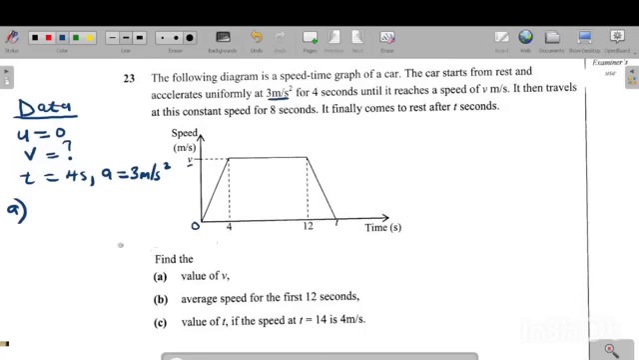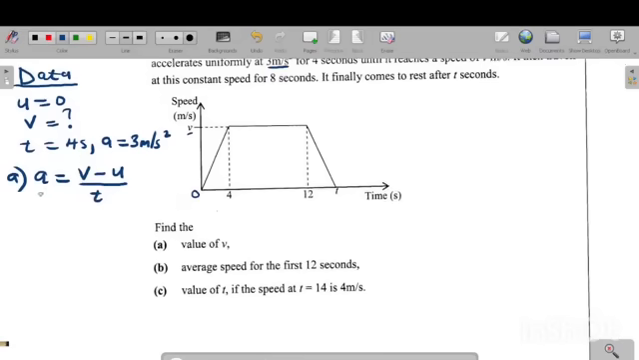So for us to find the value of v, we are going to use the formula for finding the acceleration, which is acceleration is equal to v, the final velocity, minus u, the initial velocity, over time taken. Okay, so we have been given acceleration, which is 3 meters per second squared. So where there's a, we're going to put 3 is equal to the final velocity. v is the one that we are looking for.